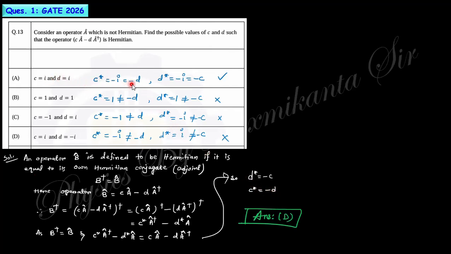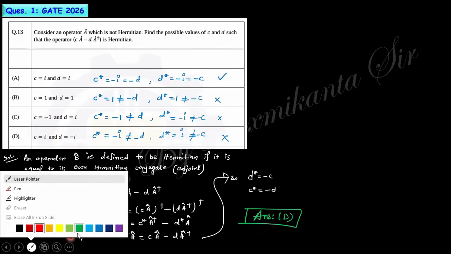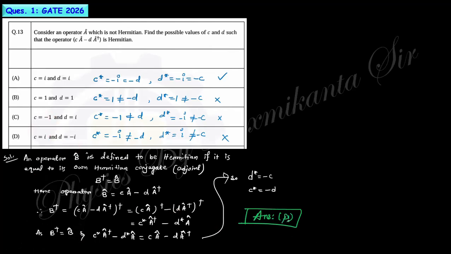You can see c star is minus i, which equals minus d, and d star is minus i, which equals minus c. So this satisfies the condition, and this is the possible solution. Next, c star equals 1, which is not equal to minus d, and d star equals 1, which is not equal to minus c. So this is not a possible solution, and so on. Just checking the options, the one which satisfies this condition is the solution. So option A is the correct answer of this question.